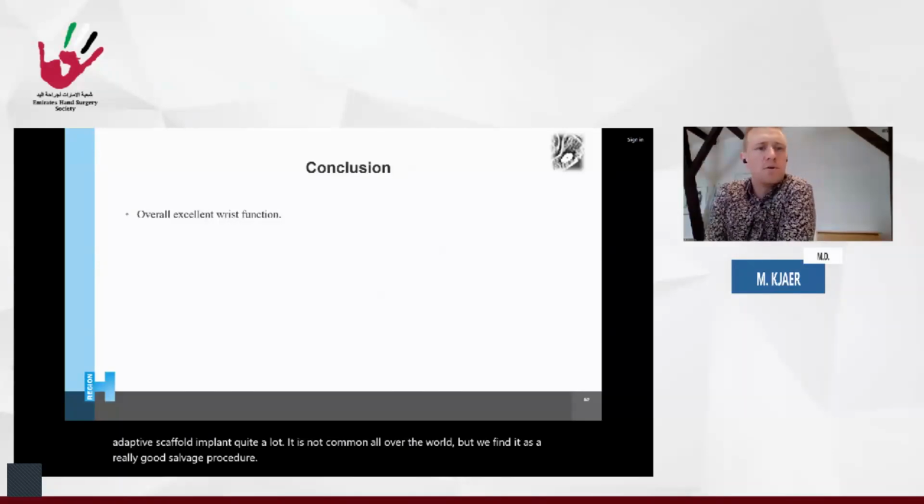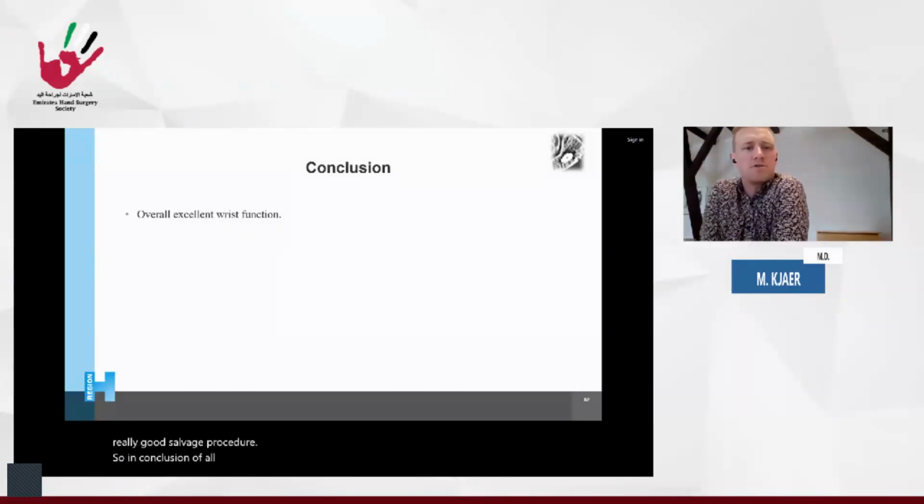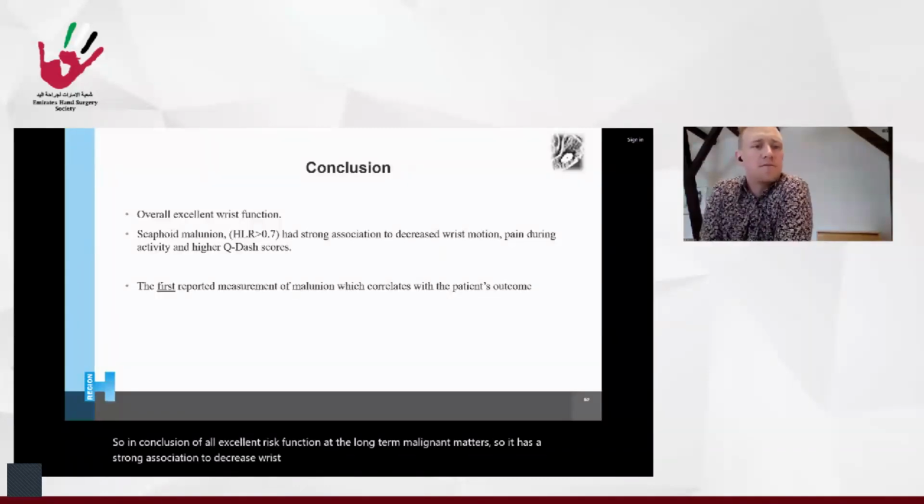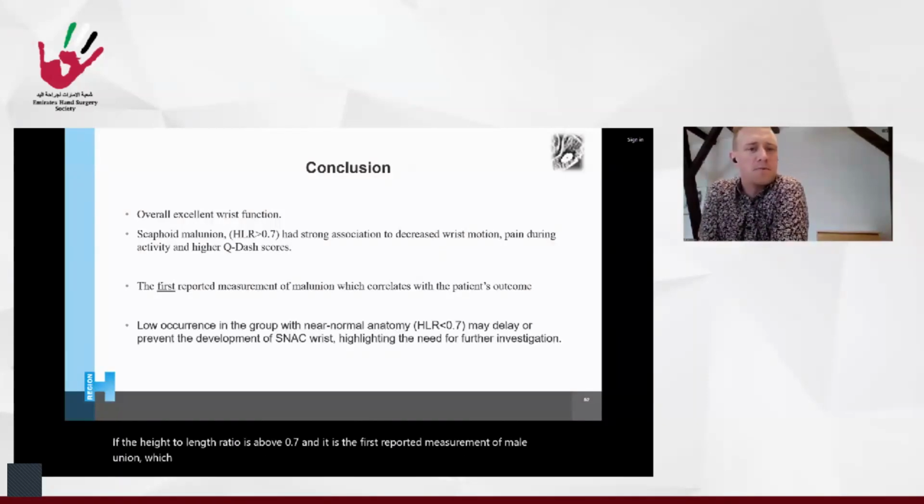So in conclusion, overall excellent wrist function in the long term. Malunion matters, so it has a strong association with decreased wrist motion, pain during activity, and a higher QuickDASH score if the height to length ratio is above 0.7. And it is the first reported measurement of malunion which correlates with the patient's outcome.